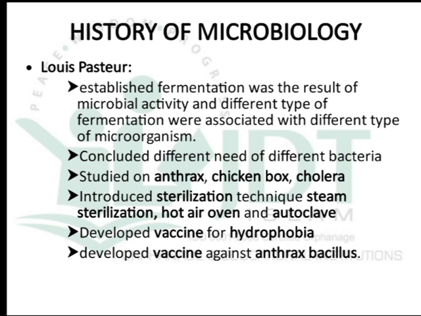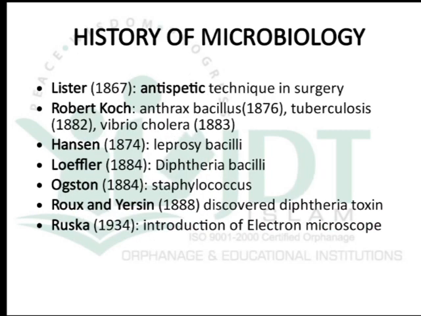And he was the first scientist who developed a vaccine. The first vaccine was against hydrophobia or rabies. And he also developed a vaccine against anthrax bacillus. Then after that, Lister in 1867 introduced antiseptics, which are chemicals that can be used on living tissue, and he introduced the antiseptic technique in surgery.